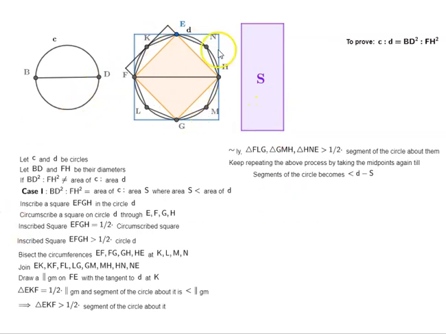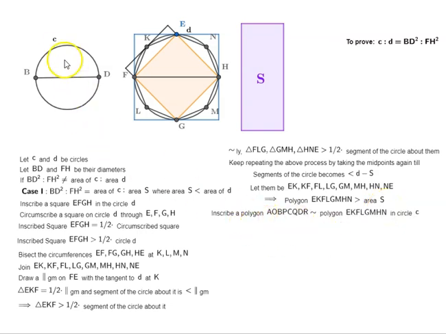Okay, now instead of me doing it because the space is very less, let's assume that we have reached a stage where this condition is satisfied. So let them be these very segments EK, KF, FL, LG, GM, MH, HN and NE. Which implies polygon EKFLGMHN is greater than area S. Now we inscribe a polygon on circle C, which is similar to the polygon that we end up with. So let's do that.